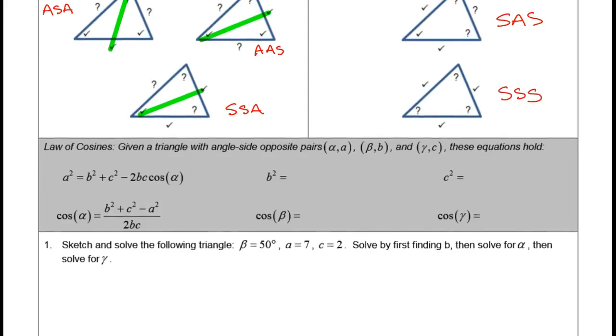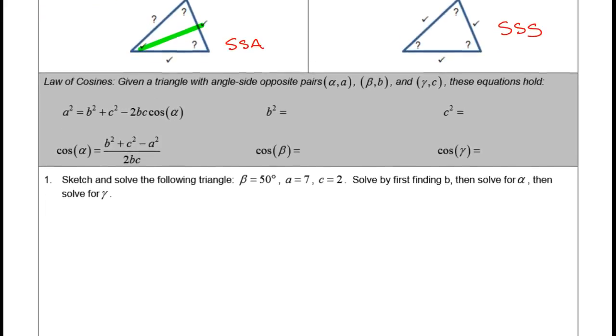So here it is. Given a triangle with angle and side opposite pairs of alpha and A, beta and B, gamma and C, the following equations hold. Right here, this is the law of cosines. A squared equals B squared plus C squared minus 2BC times the cosine of alpha.